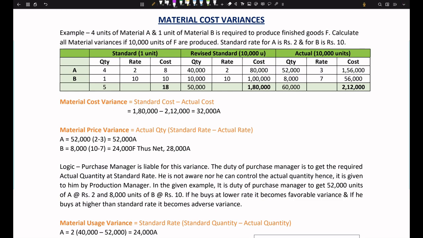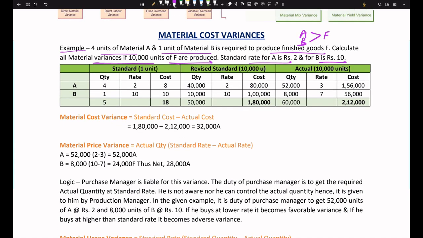Hello guys, so let's start with the material cost variance. The example is: 4 units of material A and 1 unit of B are required to produce finished good F. So A, B, then we get the F. Calculate all the material variances if 10,000 units of F are produced. The standard rate for A is 2 and B is 10. So this is the table: standard, revised standard and actual.